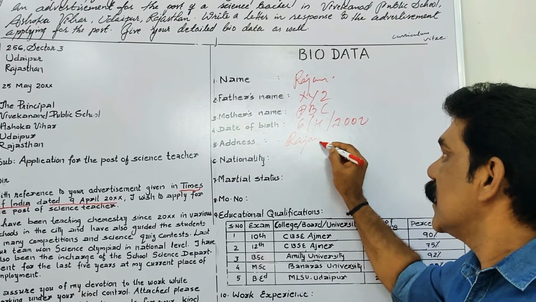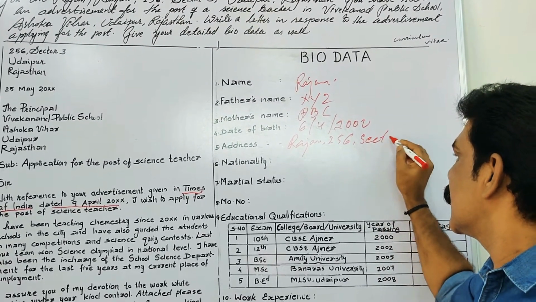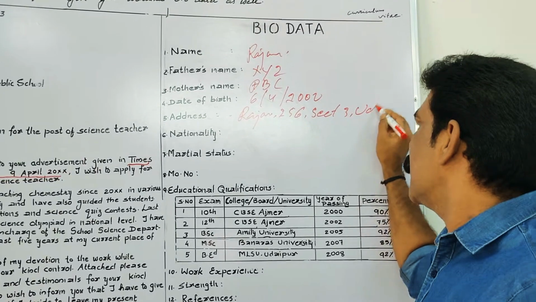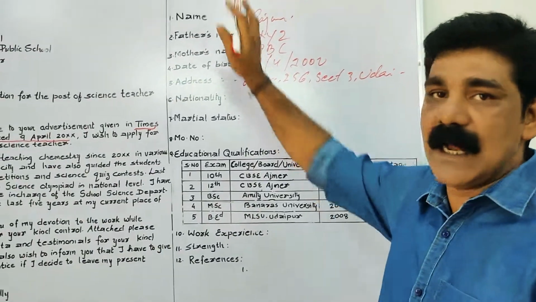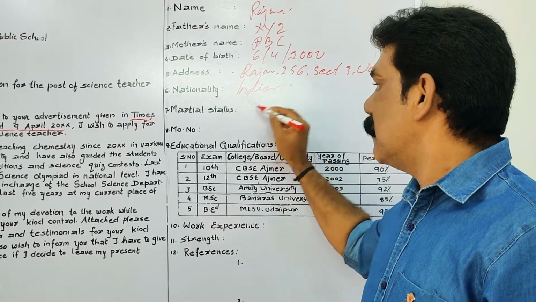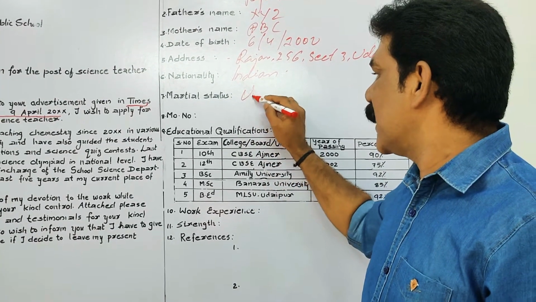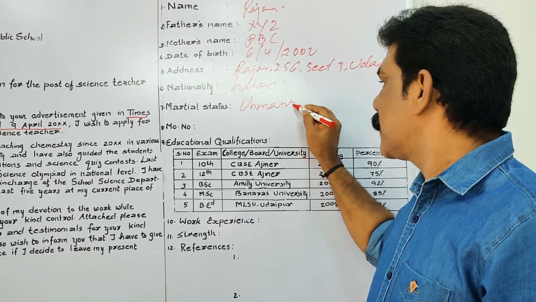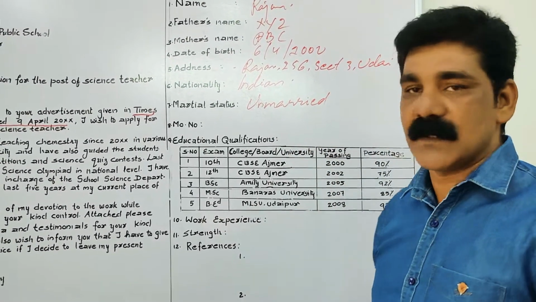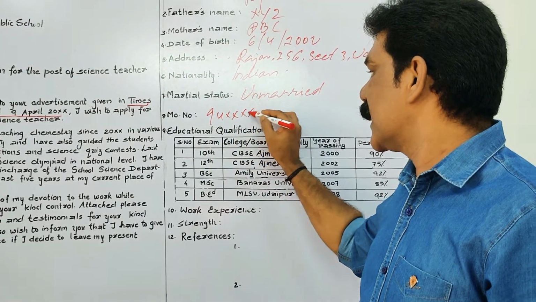Rajan, 256 Sector 3, Udaipur. The detailed address is there. Nationality, that is Indian. Marital status, that means whether you are married or not. So unmarried. If it's unmarried, write that. Mobile number 94. Give the mobile number here.